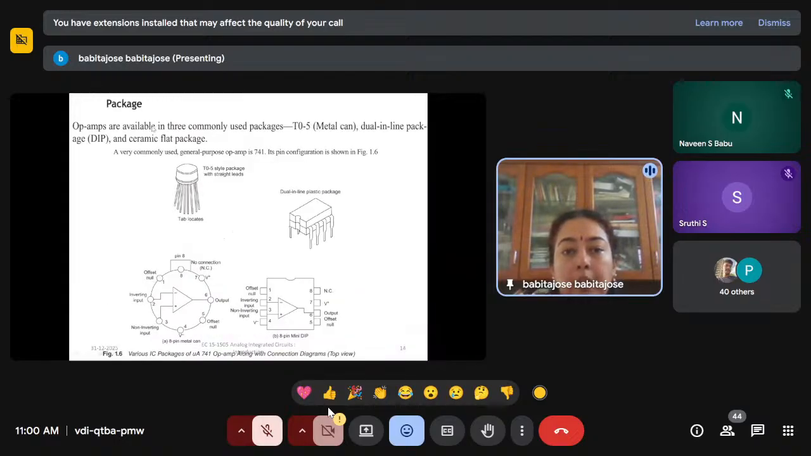Op-amps are available in three packages: metal can package, dual in-line DIP package, and ceramic flat package. You can see the figures here. This is just some general information. This is the metal can package and this is the DIP, dual in-line package. It is an 8-pin IC.